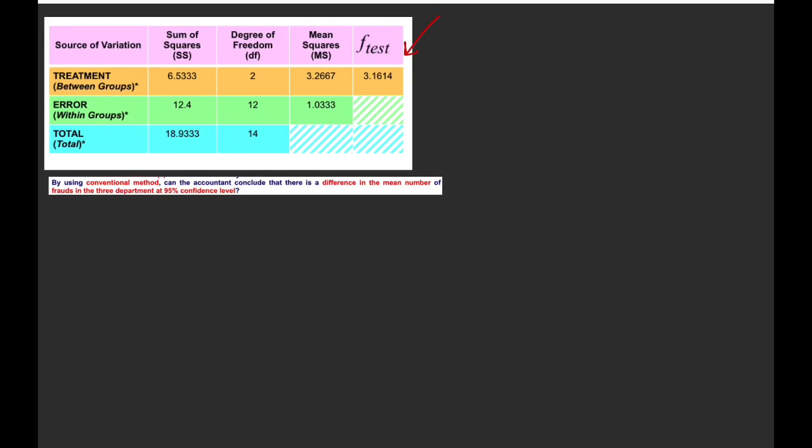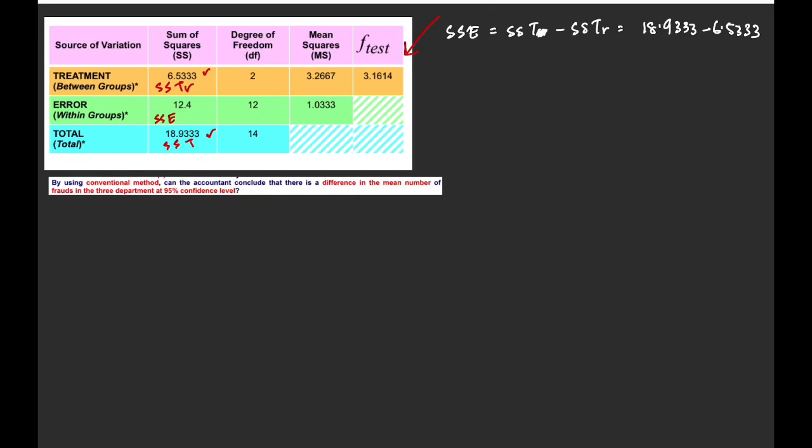As mentioned earlier, this one is SSTR. Normally SSTR will be given, and this one is SST, and normally SST will also be given. So this one is SSE. How do you get this SSE? The SSE is equal to SST minus SSTR. So 18.9333 minus 6.5333. You will get the SSE.